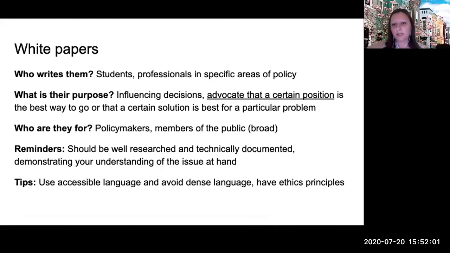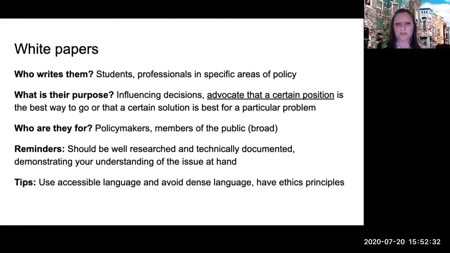And here again, you need to demonstrate your research and knowledge, and they should be well researched and technically documented, demonstrating your understanding of the issue at hand. So again, here you're showing your expertise in the topic, and you're informing the audience of what you're saying, but you need to, again, know the background on the issue really well. And the language, again, needs to be accessible, avoiding dense language.